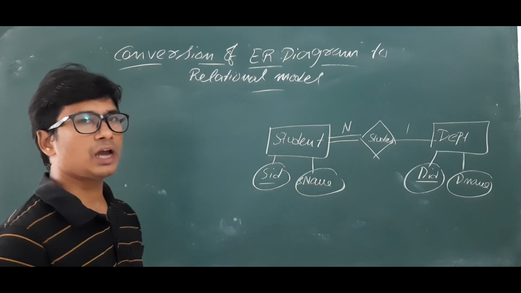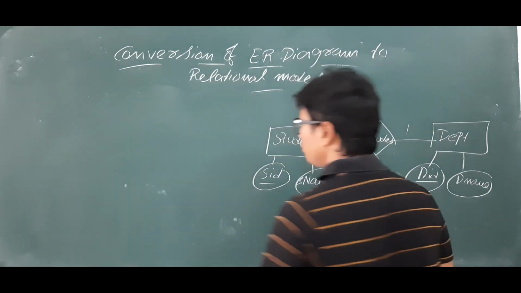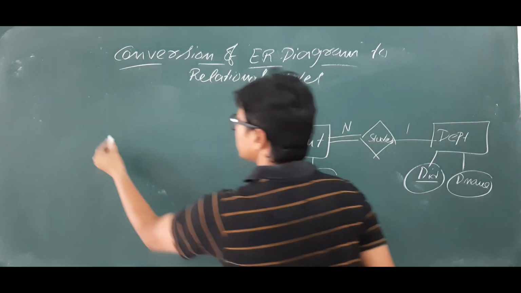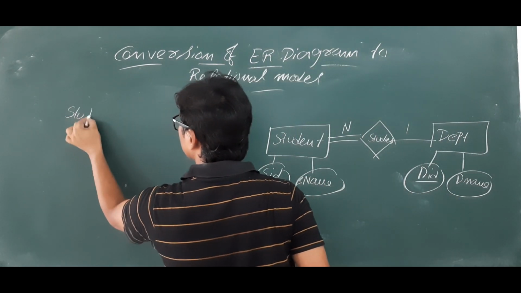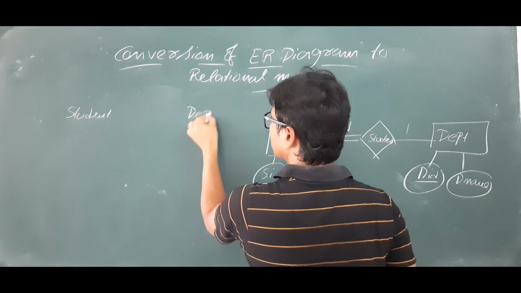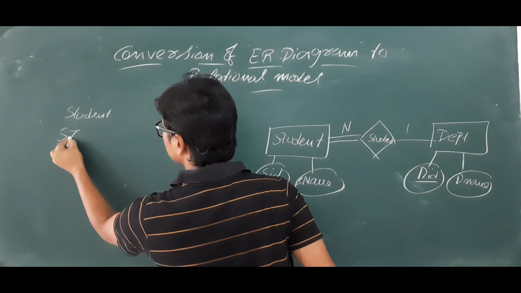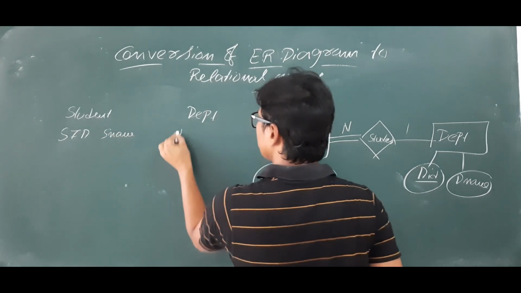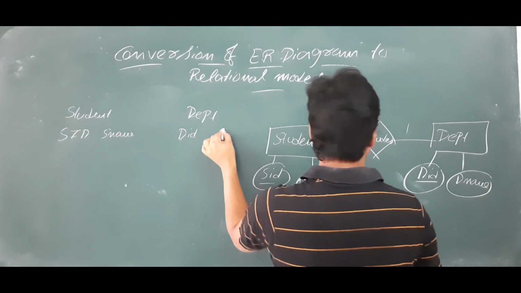Now how can we convert this ER diagram to a relational model? As we said earlier, we will have two tables. One is the student table and another one is the department table. The student table will have student ID and student name. The department table will have department ID and department name.